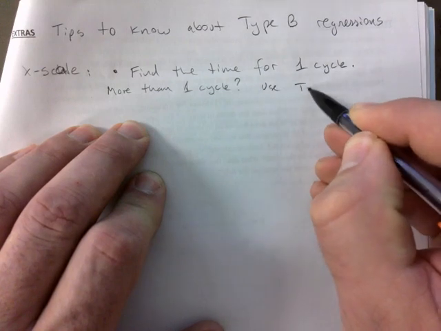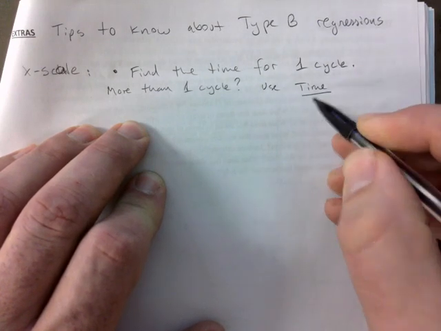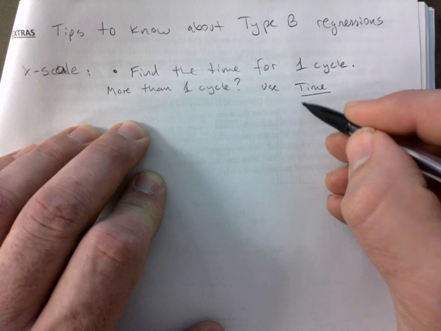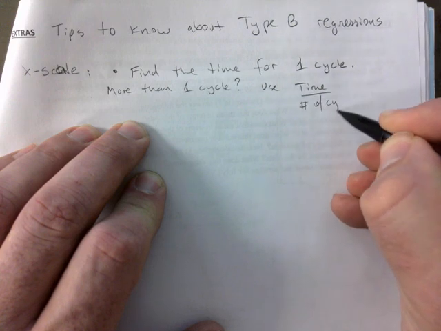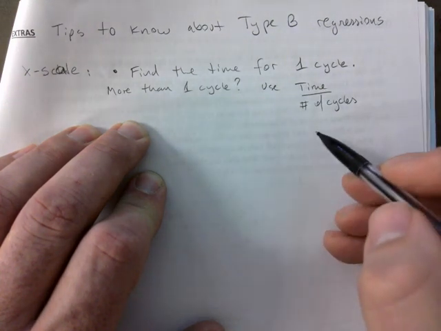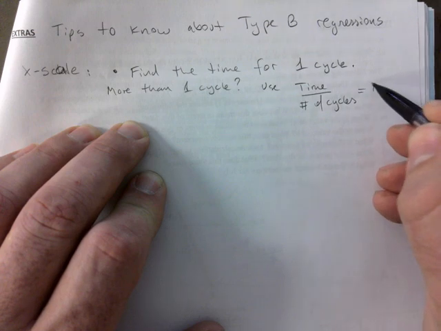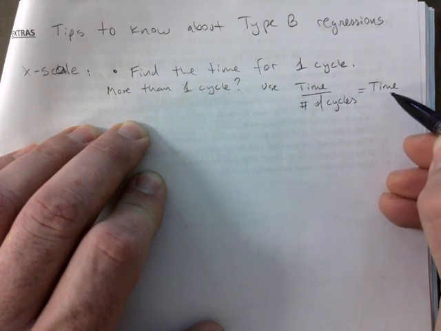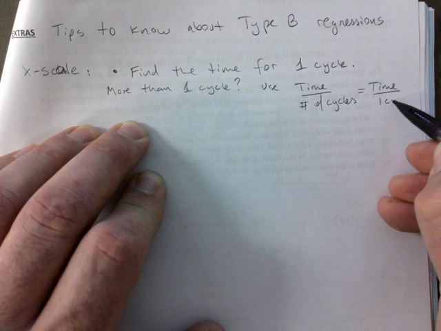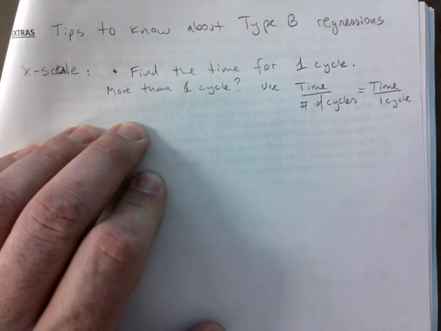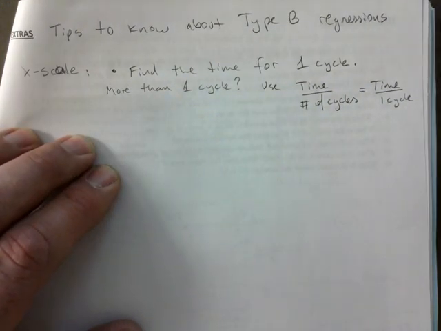Use time divided by number of cycles. That would be the time for one cycle. Okay, that's what you need to make sure you understand.